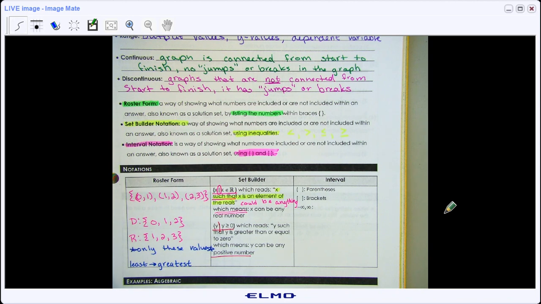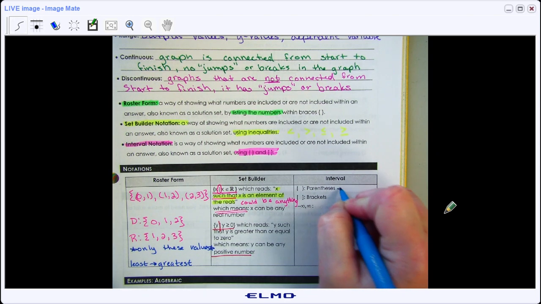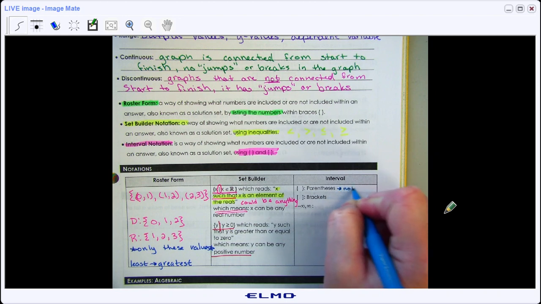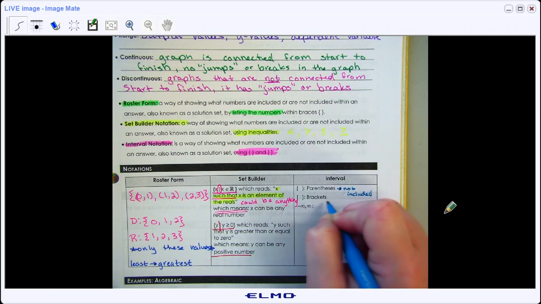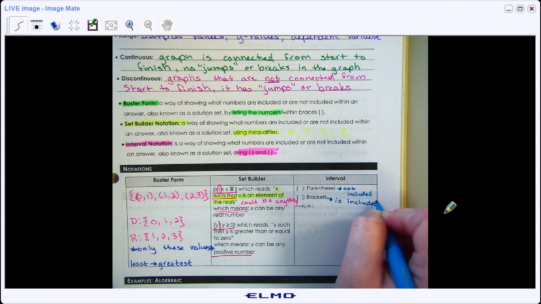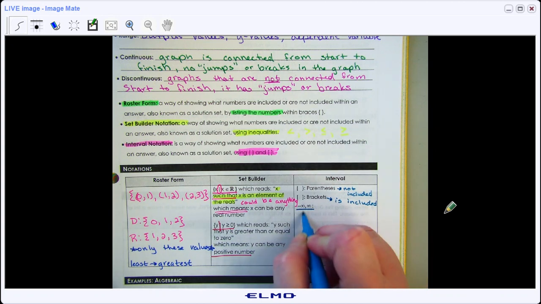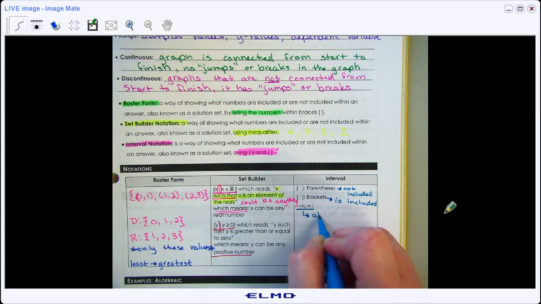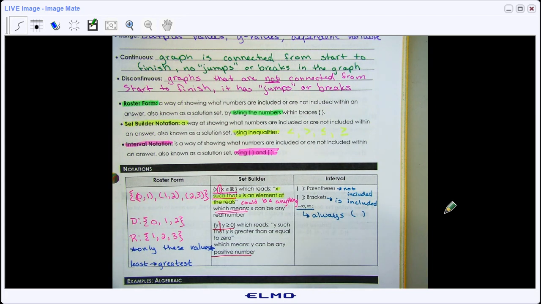So then for our interval notation, parentheses means that a number is not included. Brackets means that it is included. And for your infinity signs, you always use a parenthesis with it because infinity continues on forever. So we don't put a bracket because you can't put a stopping point on that.